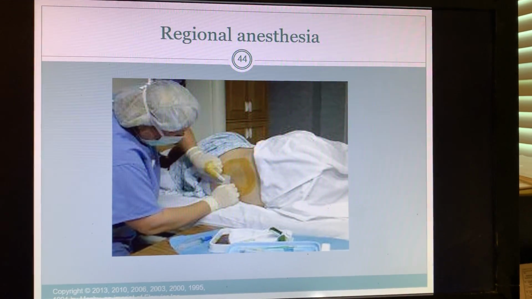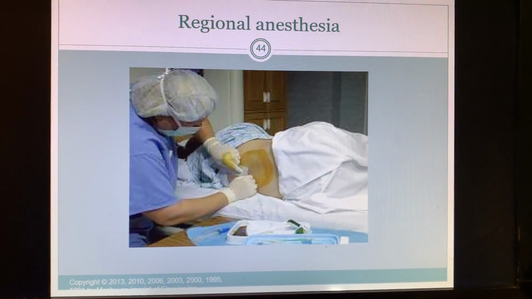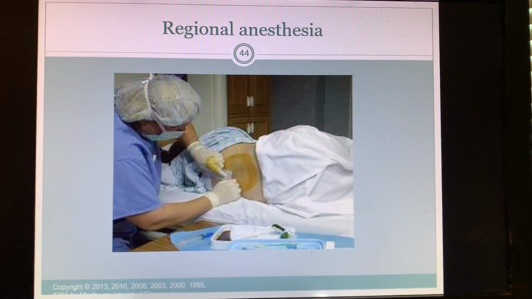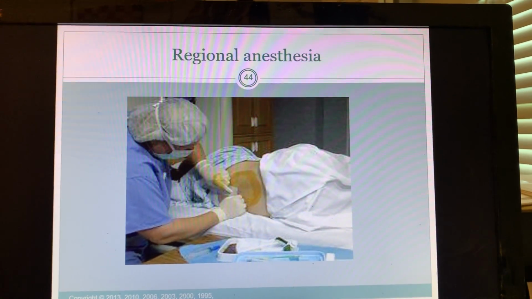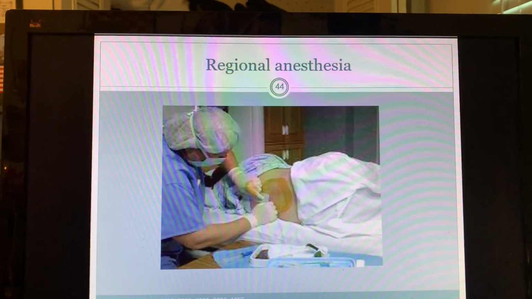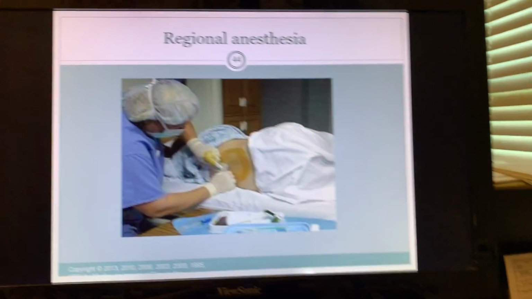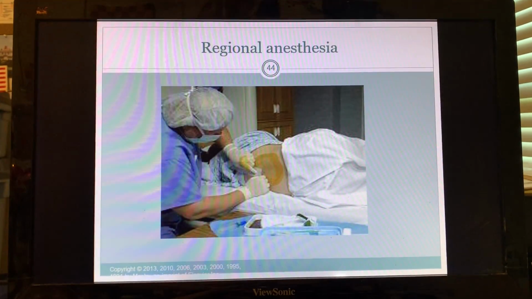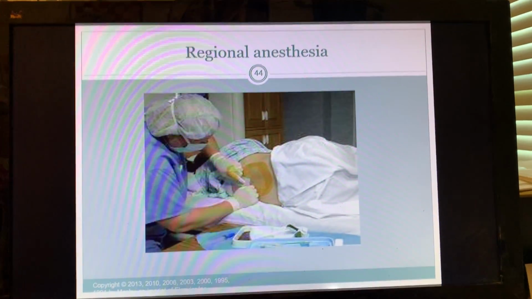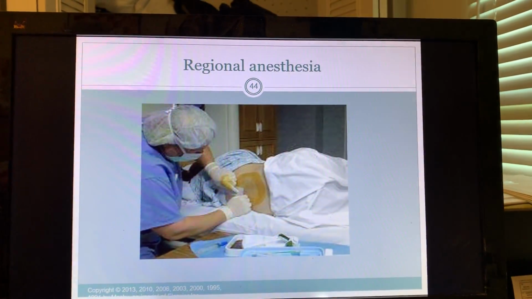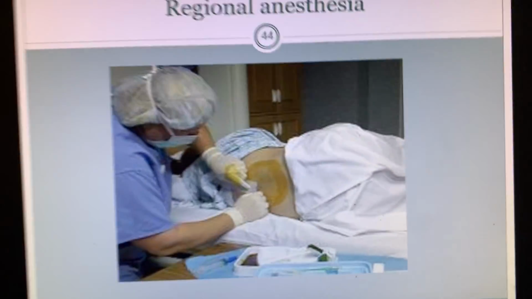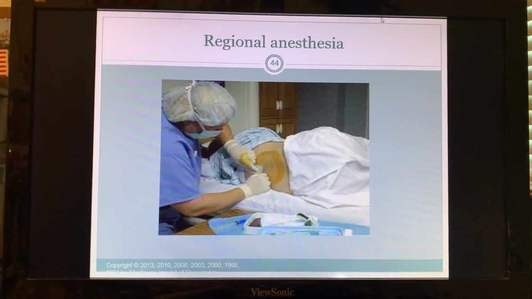Regional anesthesia. This looks like an epidural. Usually the person lies on their side with their arms and legs kind of drawn up so that their back is a little bit bowed. That opens the spaces between the vertebra. Sometimes the patient sits up and leans over. And that is just going to, depending on where it's put, what level it's put, numb a certain part of the body for surgeries or for childbirth.